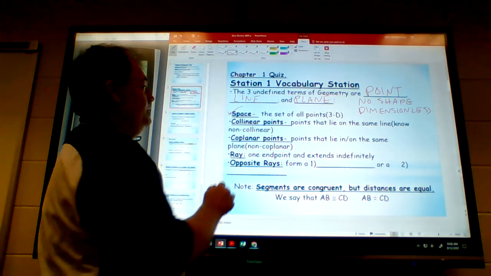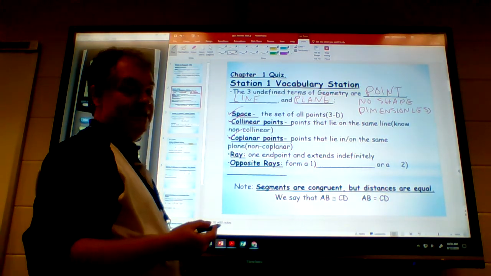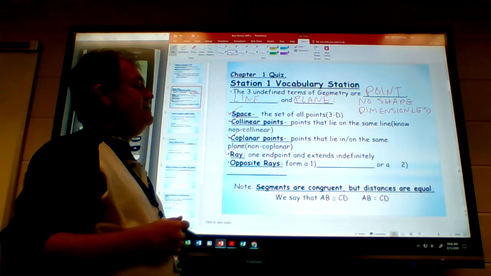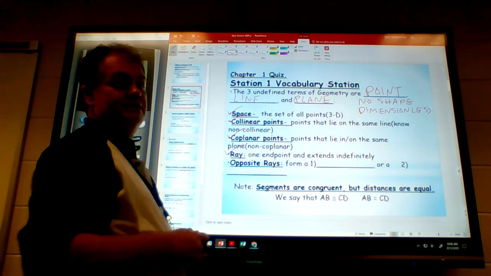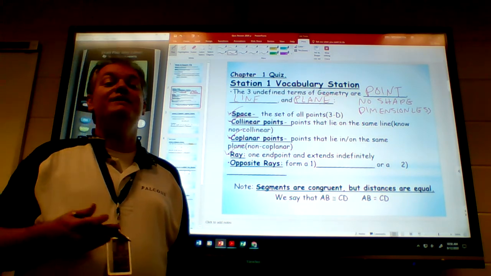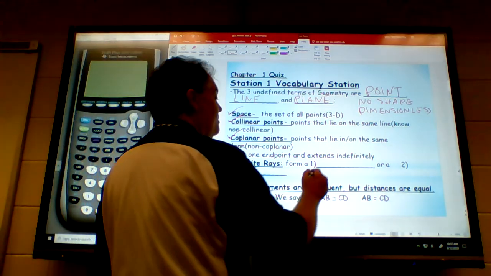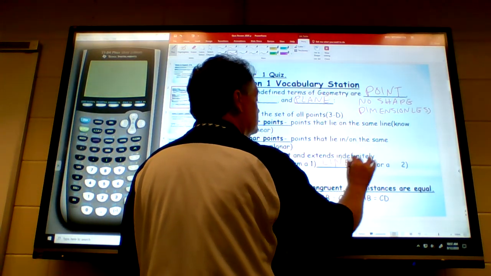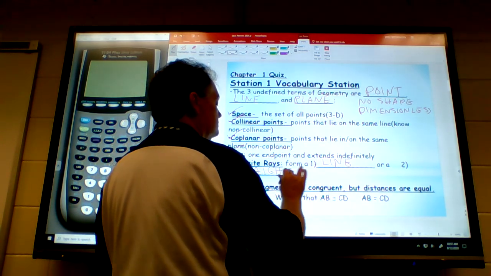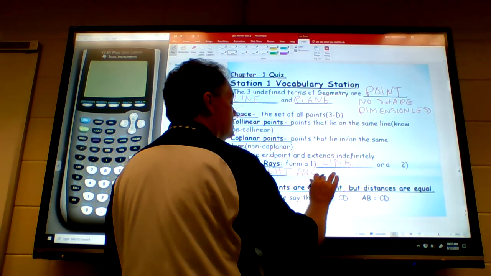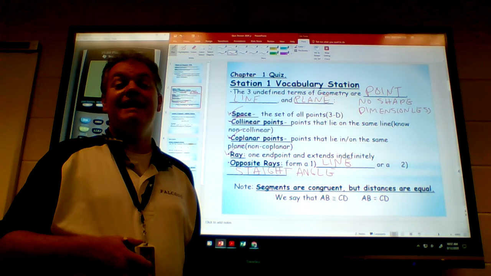The rest of the terms I've given you with the exception of the last couple. Space, the set of all points. Collinear, points that lie in the same line. Coplanar, points that lie in the same plane. Ray, one endpoint that extends indefinitely in one direction. Opposite rays. Opposite rays go by 2 words, and we did discuss them in class, and I've also discussed them in the videos. They form a line, and they form a straight angle. And remember, a straight angle has a measure of 180 degrees.